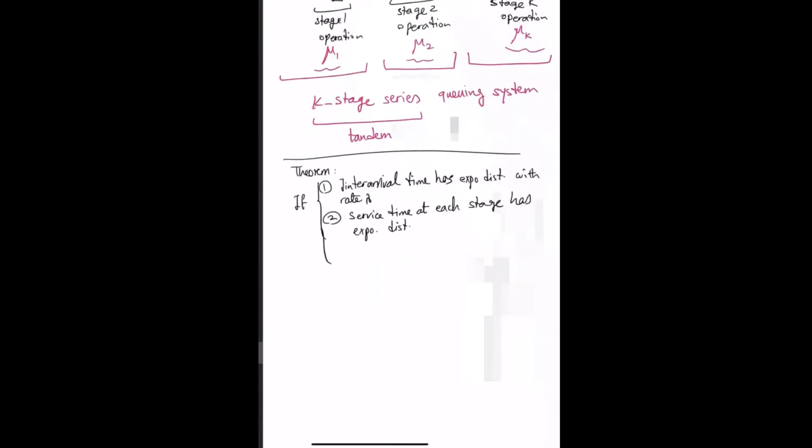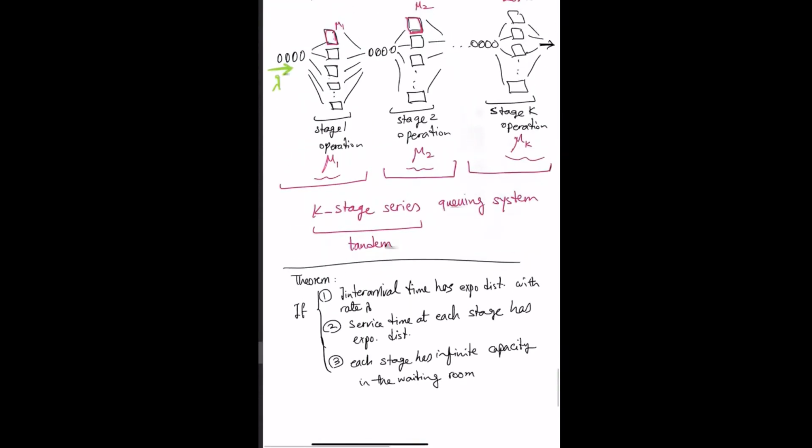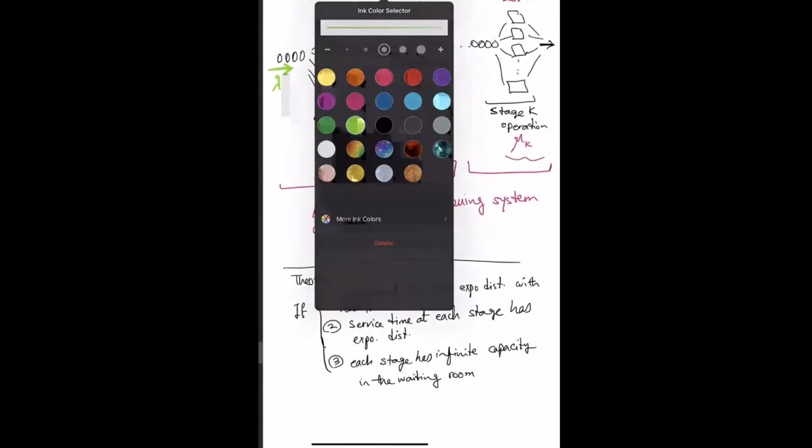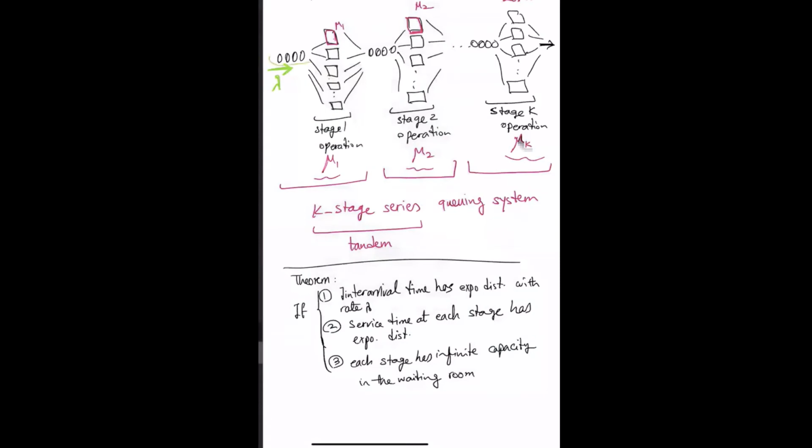If that condition also holds, and the third condition, each stage has infinite capacity in the waiting room, or has infinite area in the waiting room. And when I say waiting room, I mean these queues here. So that's what I mean. So the waiting room here, the waiting room here, the waiting room here.